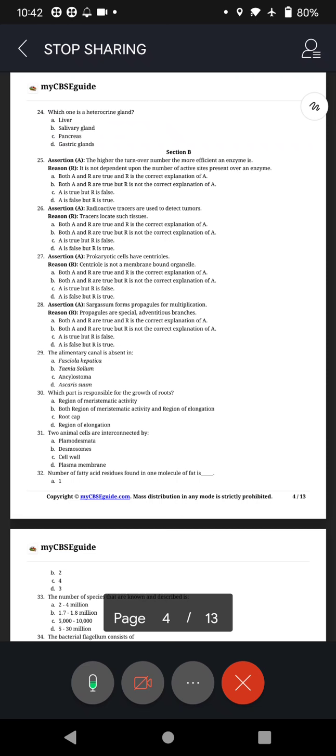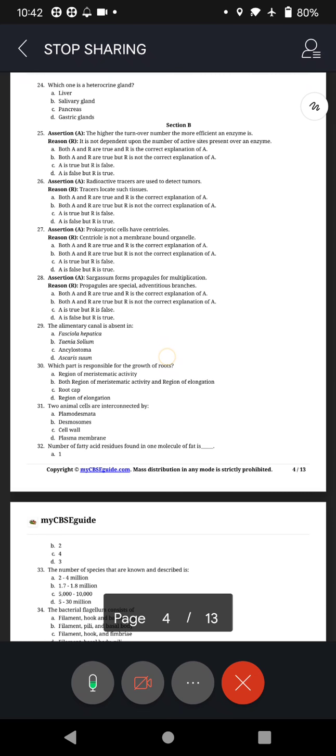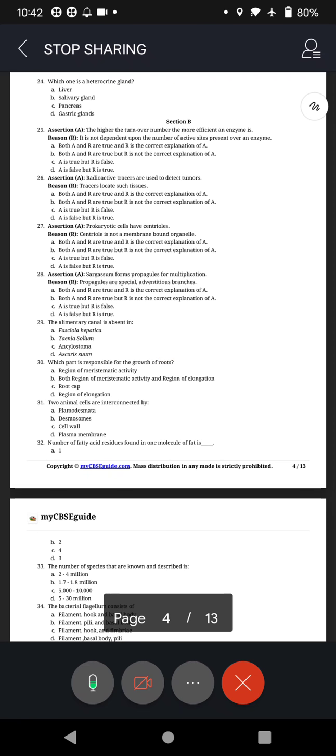Section B, which we are discussing today, consists of A and R type of MCQs. A means assertion, R means reasoning. Here you need a little bit of logic. You have to apply understanding as well as logic. Again, 24 questions will be there in this. You need to attempt 20.